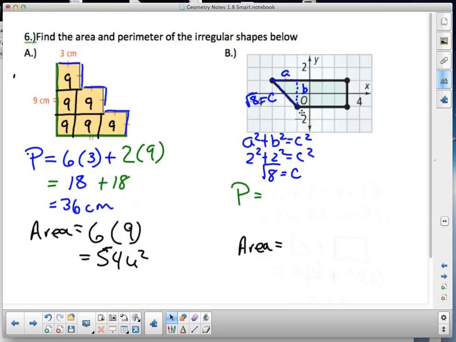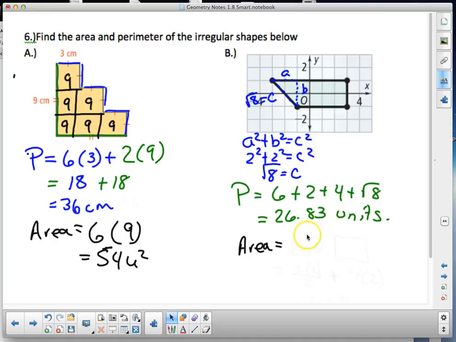I'm fully aware that you could do other things with that. We're not going to get to there, but I'm going to be putting that in my calculator to help me with perimeter. So my perimeter here is 1, 2, 3, 4, 5, 6 plus 2 plus 4. So 6 plus 2 plus 4 plus the square root of 8. And I pop that in my calculator and I get 26.83 units.